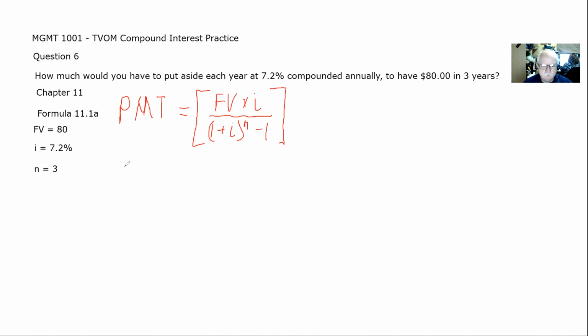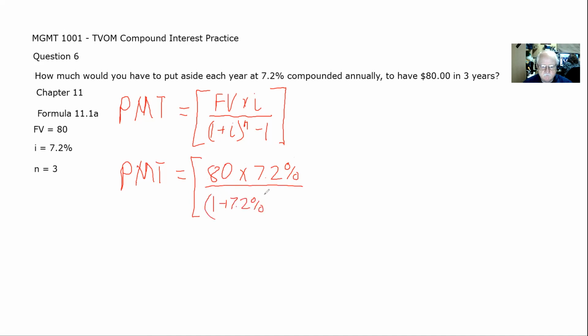So our payment equals the future value, which we know is 80, times 7.2%, divided by 1 plus 7.2%, to the power of 3, minus 1. So that's fine and dandy. Let's look at how we get that into our calculator.